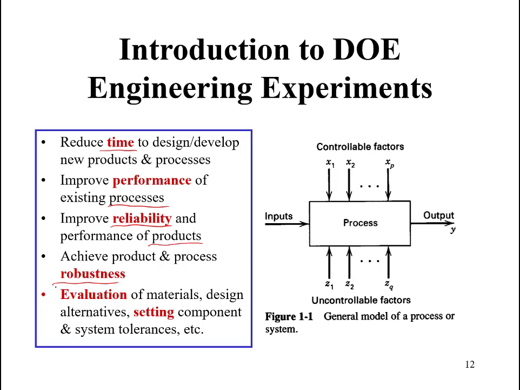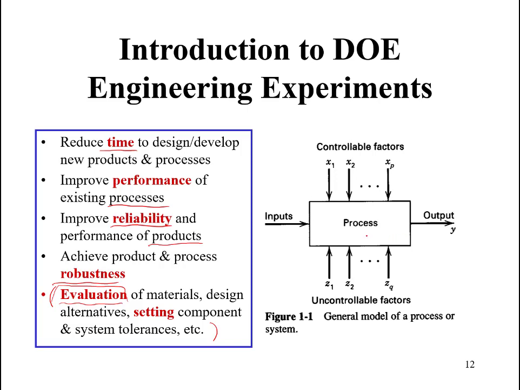And finally, the last one is what we usually use in science, in research and development, or in our lab. We evaluate different materials, design alternatives, set component and system tolerances, and so on. So evaluation is one of the main purposes of using design of experiments. DOE is highly related to the evaluation of processes, systems, materials, and so on.